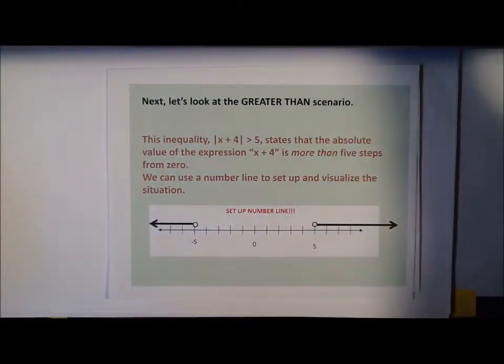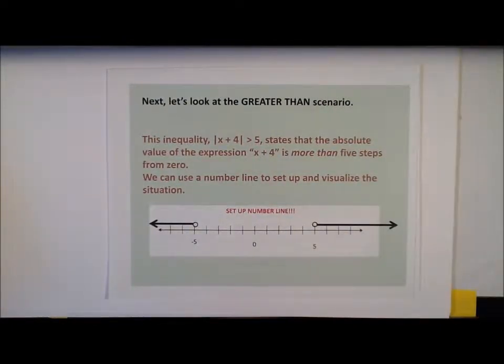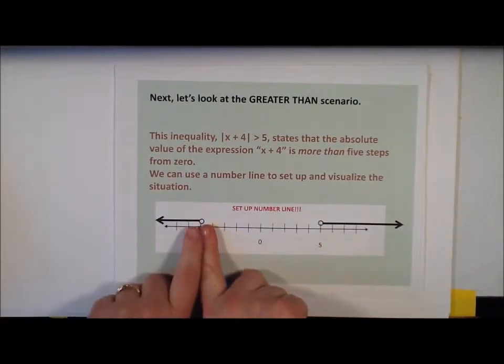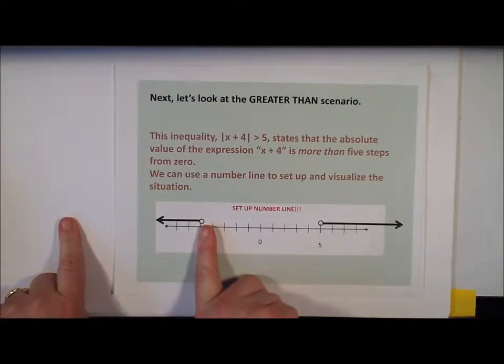This video is about absolute values and inequalities. Now, for this one, we're going to look at a greater than scenario. So in this inequality, the absolute value of x plus 4 is greater than 5. This tells you that the value of the expression x plus 4 is either more than 5 steps from 0 or less than 5 steps from 0.